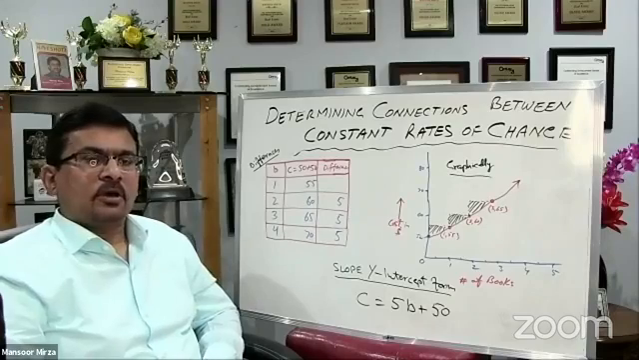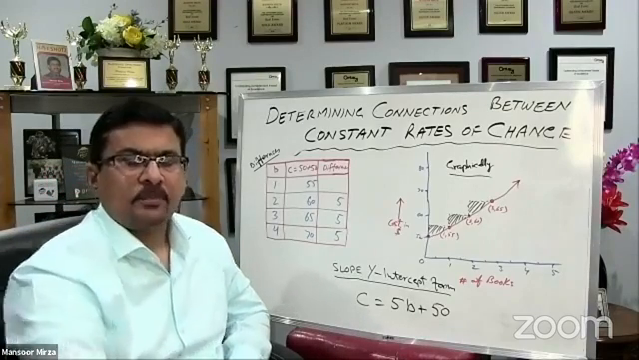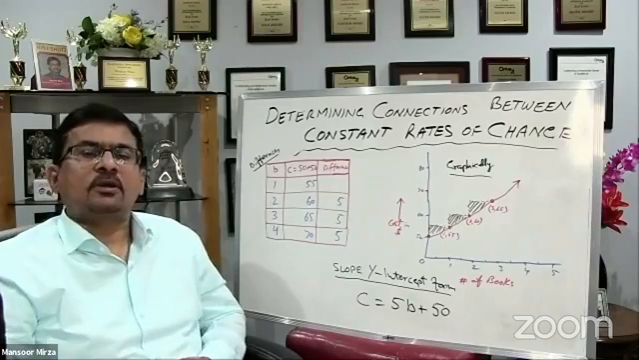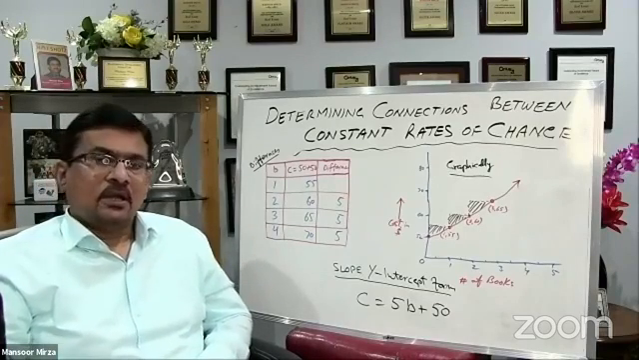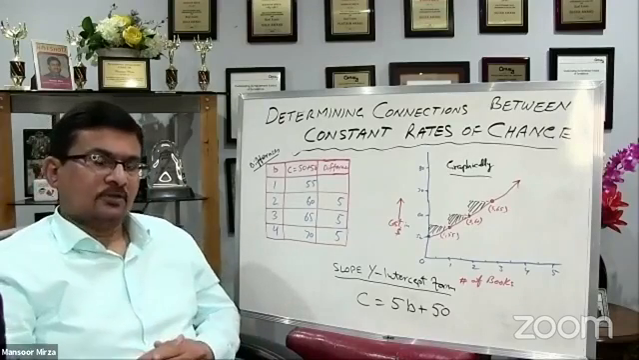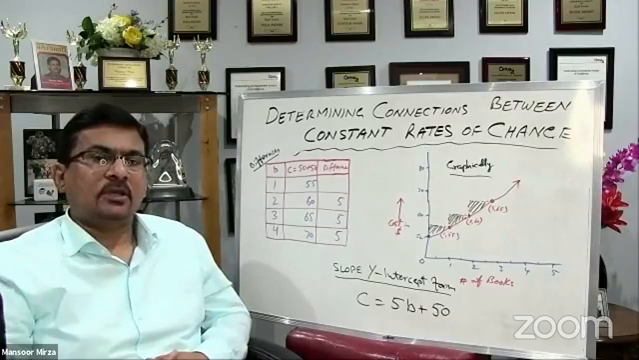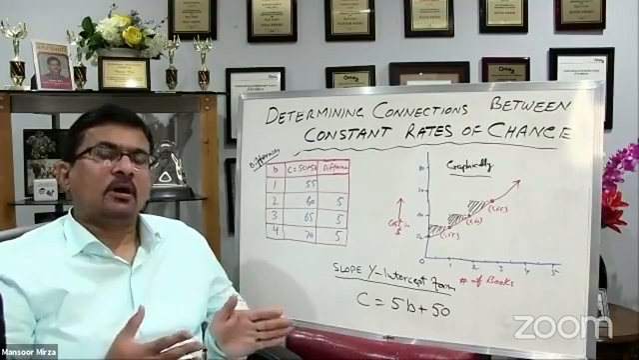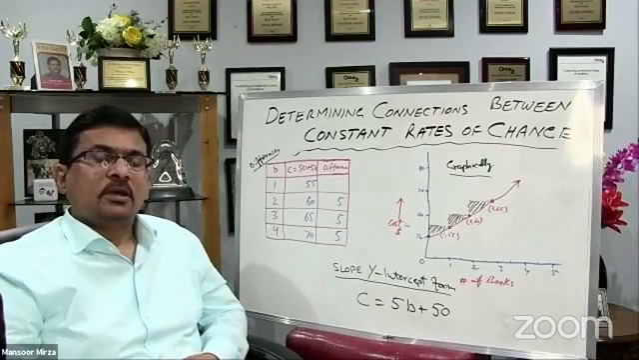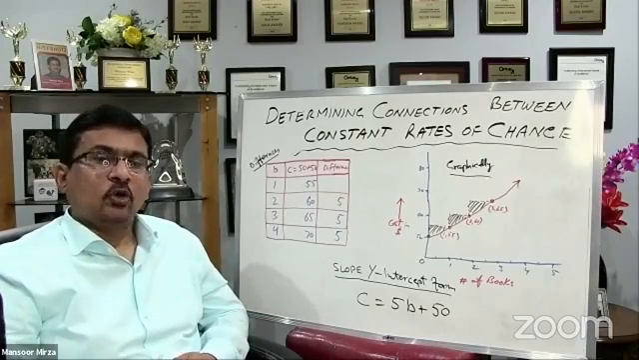Today, the topic of the day is, as you can see, determining the connection between the constant rate of change. This is simple, just a change between two numbers or two pieces of information which we gather, and then we plot them on a table or we plot them on a graph. But remember, the key topic which we are going through these days is slope intercept form.